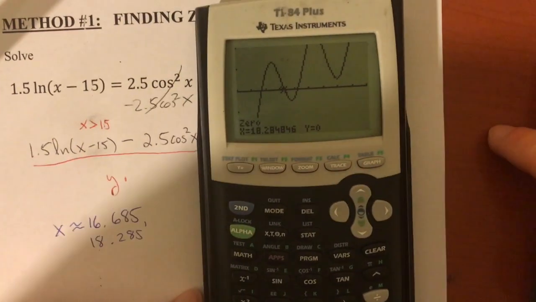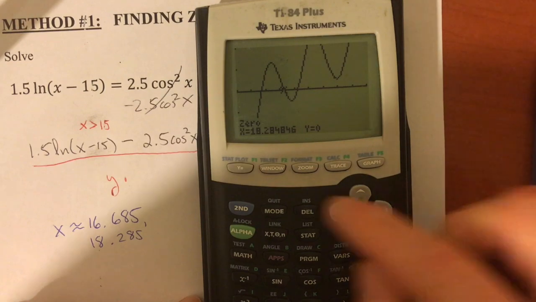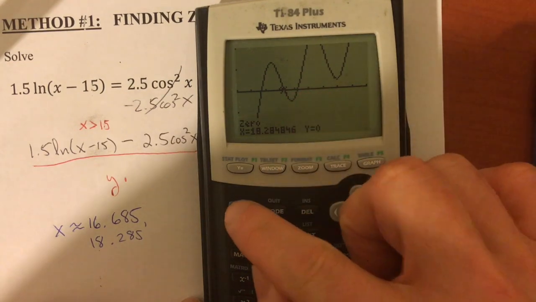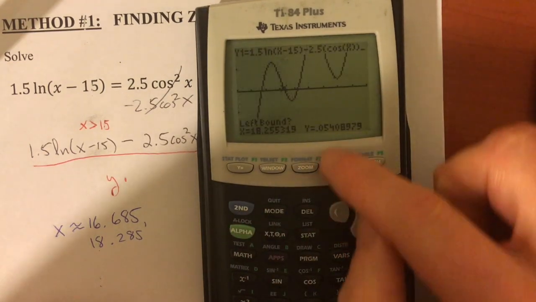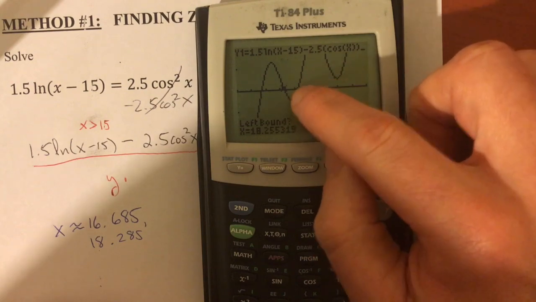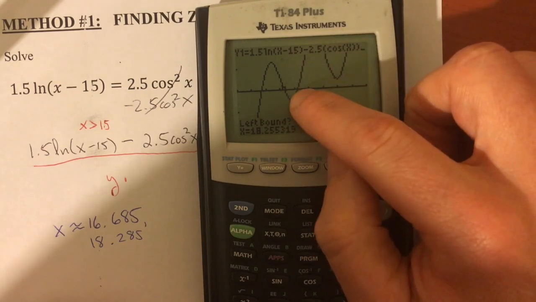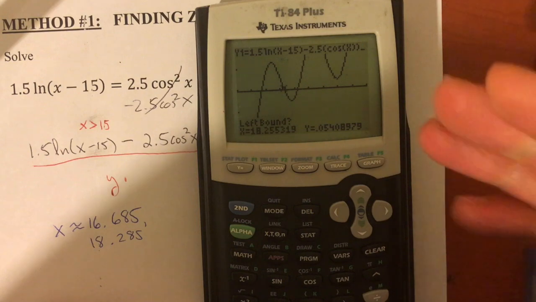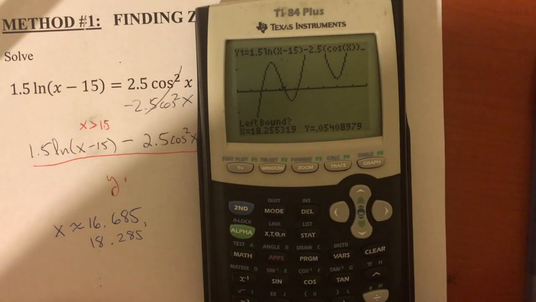Now I'm going to get this second one, and I'll talk about the other way you can do this when you do second trace 0. If it's ever annoying to scroll, it's not too bad here. We're pretty close to the next one. But this left bound, you can also type the value.